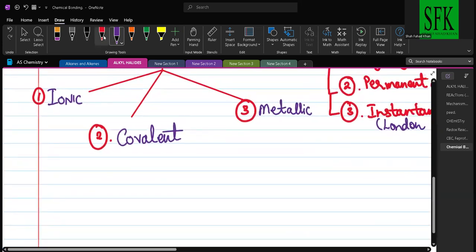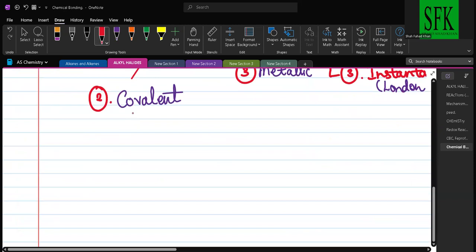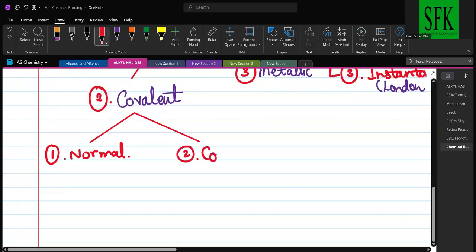Now, covalent bonds have their own two more types. Normal covalent or coordinate covalent bonding. Coordinate covalent bonding is also known as dative bonding.